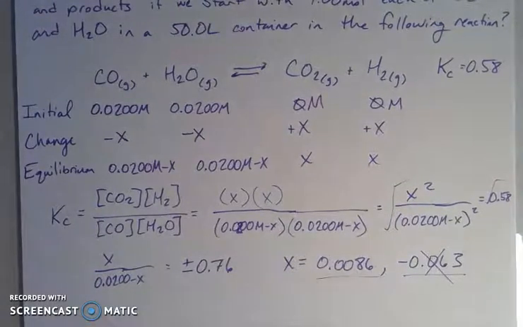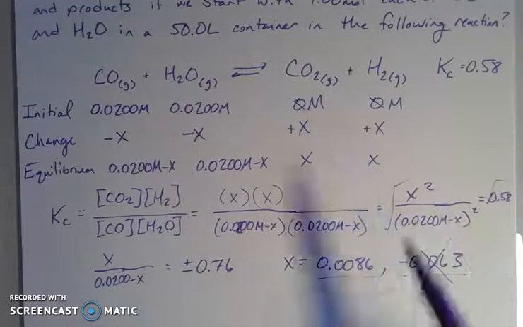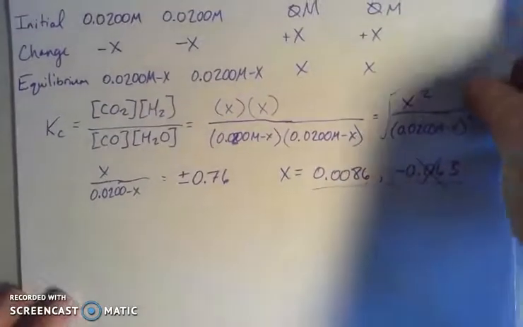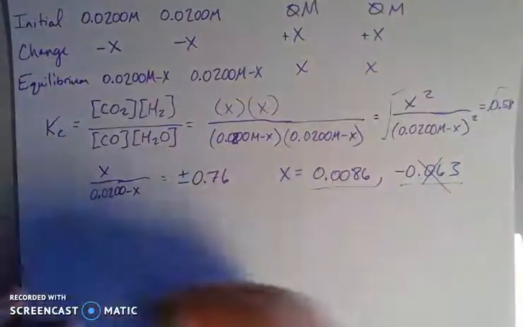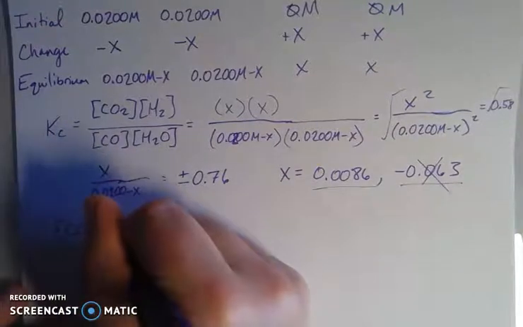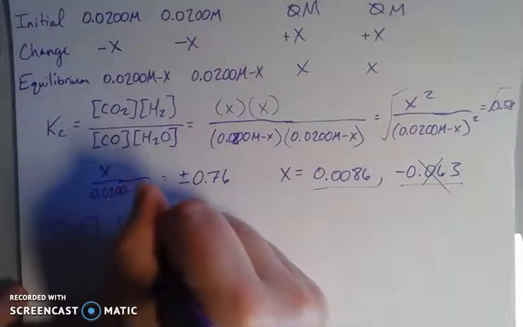So mathematically, the math tells me I can have either of these answers when I solve this problem. The chemistry, the applied part, the physical part, tells me that this is my answer. And so now I can say, well, my question was about the equilibrium concentrations for everything. So for carbon monoxide and my water, then I can plug that in.